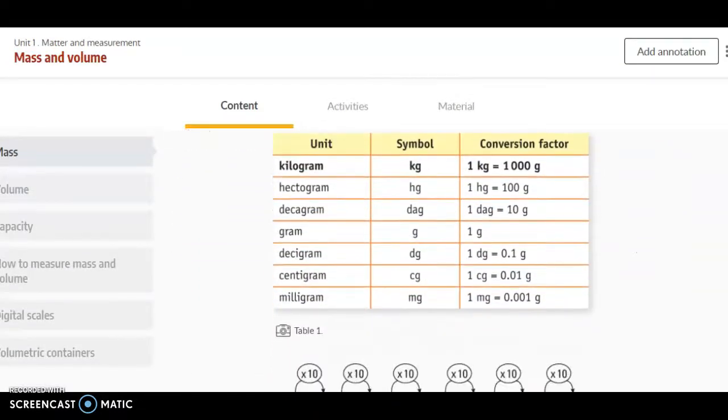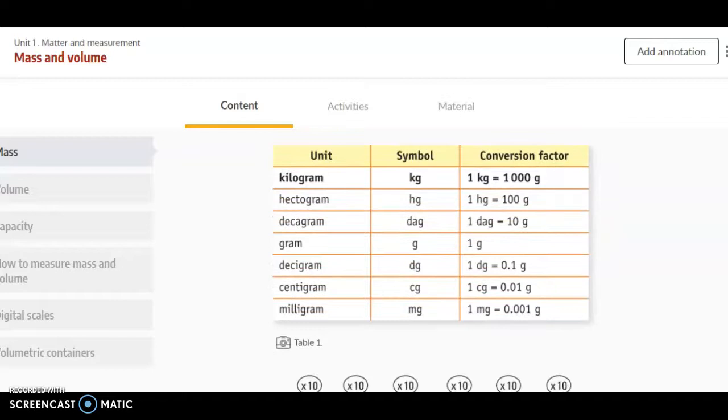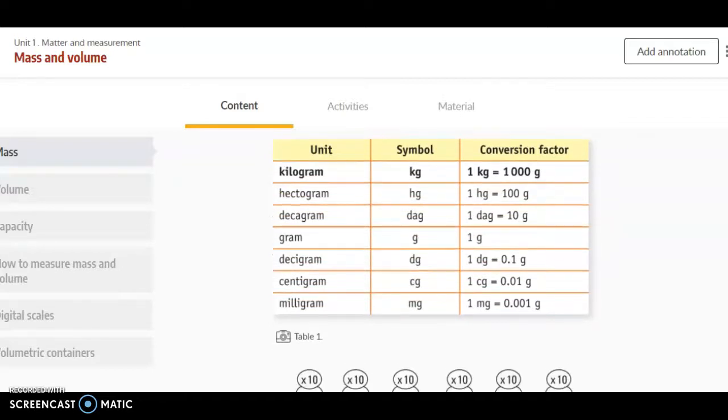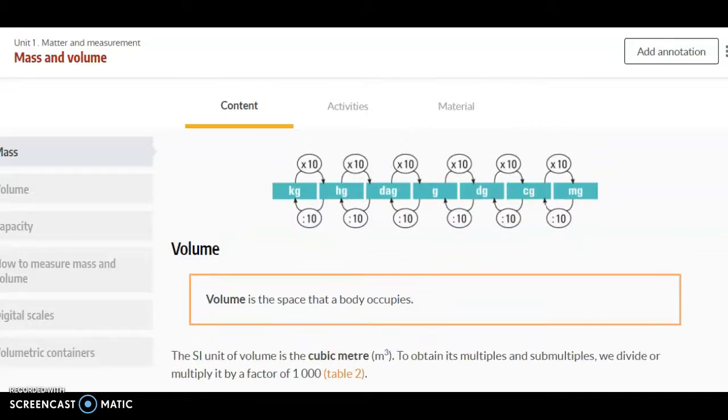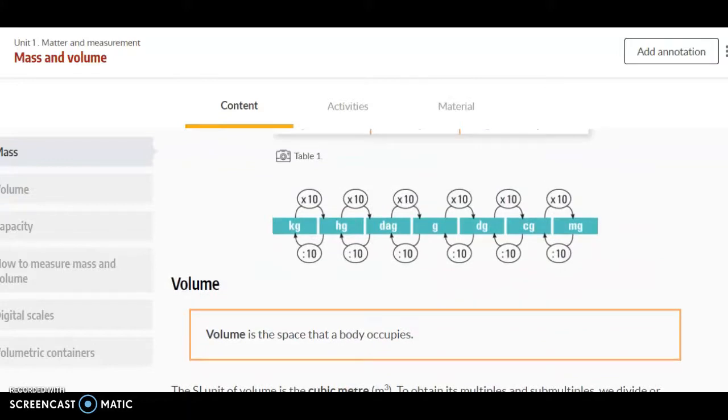Again, you have here the table where you're given the basic unit, and then you have the rest of the multiples and submultiples. Again, you have to know how to convert from the basic one into a multiple and submultiple by 10. If you're going to a larger unit, you have to divide by 10. If you're going to a smaller unit, you need to multiply by 10.